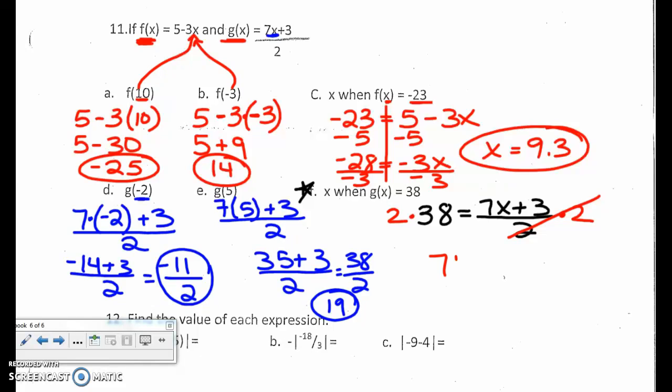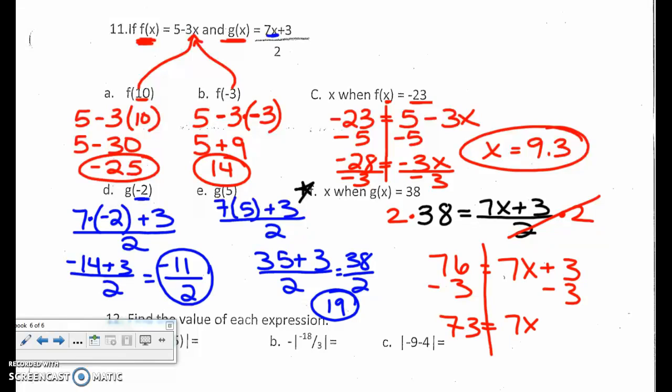So we get 76 equals 7x plus 3. And then it's just a two-step equation. We subtract 3 on both sides to get 73 equals 7x. Divide by 7, divide by 7. So x ends up being 10.4. So that one was a challenge. It's fine if you didn't get it. But for those of you who are finding this a little easier, take it to the next level by understanding what's going on in this one.